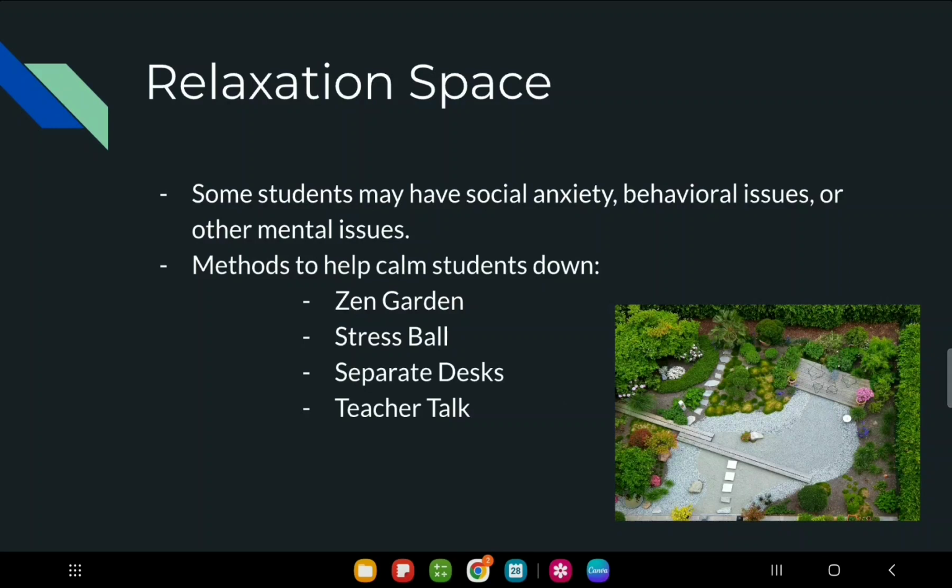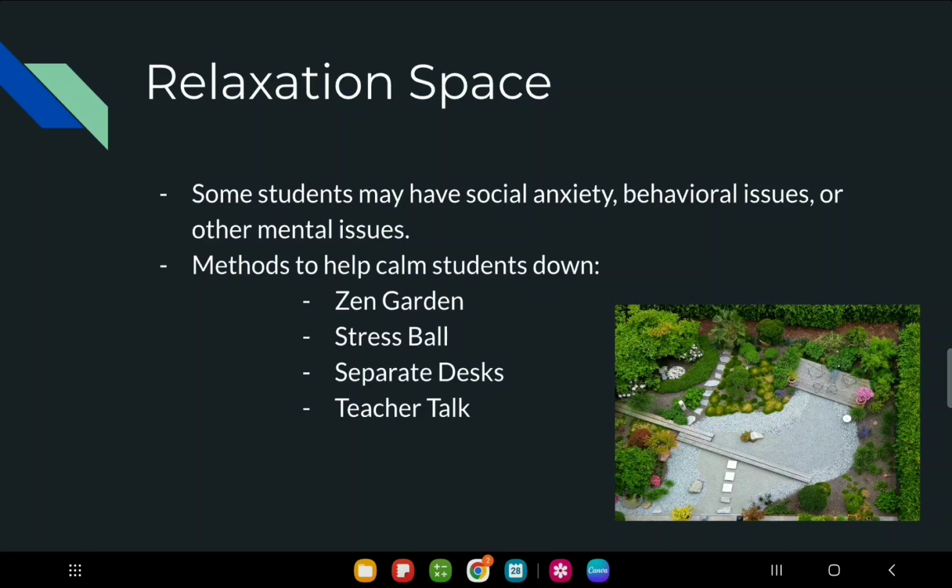Gifted students may struggle with social anxiety, behavioral issues, or other mental issues. In the classroom, if any of these issues arise with a gifted student, it is important to have methods to calm them down. For example, a Zen garden. As pictured below, that is a Zen garden. But in the classroom, some teachers may have a smaller scale one that can fit in the palm of your hand. And students will get a rake and rake through the garden and organize rocks, and it's a very common experience.